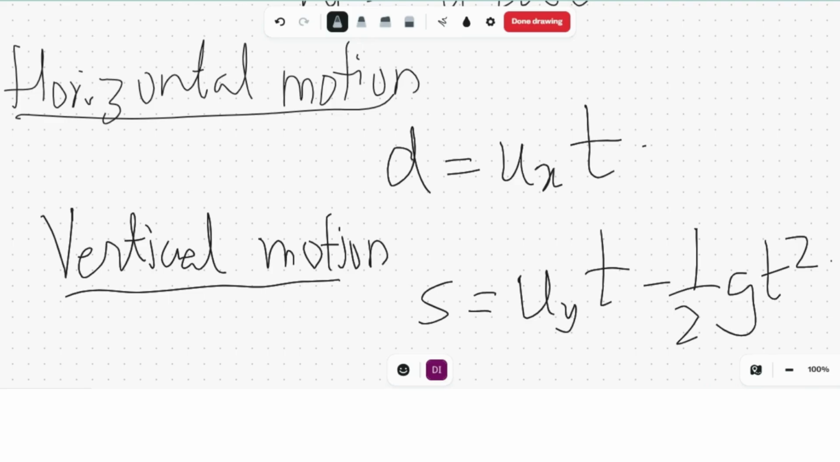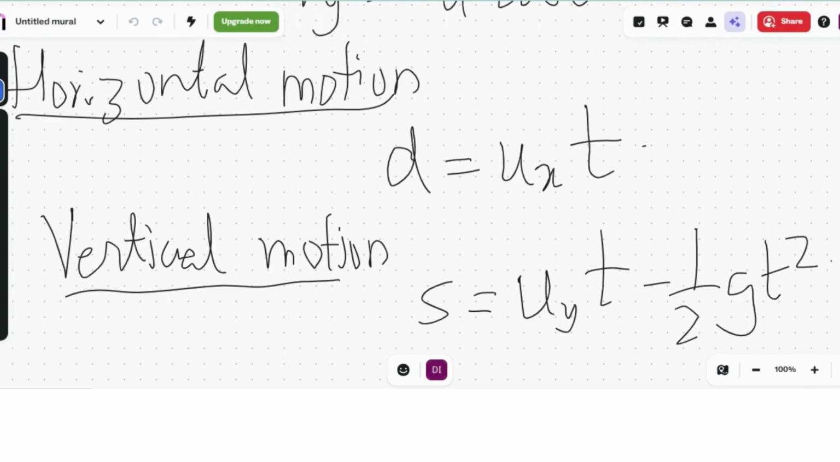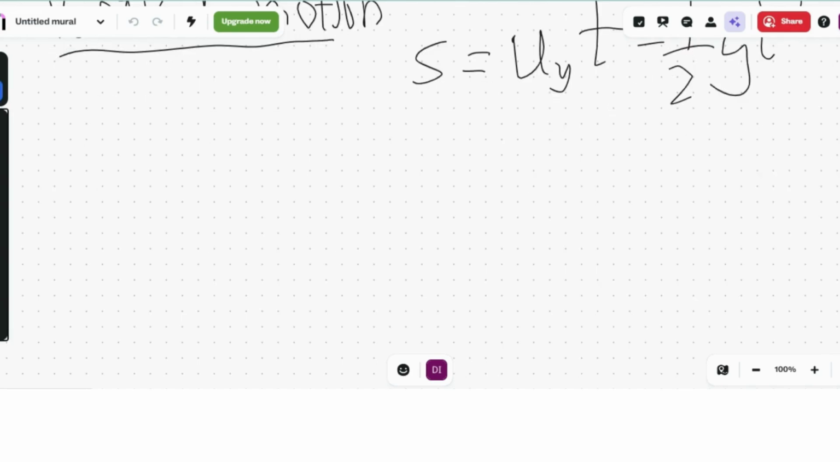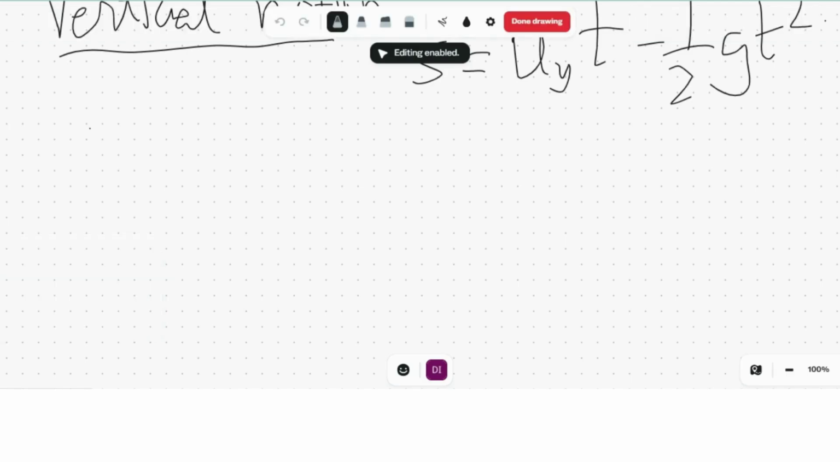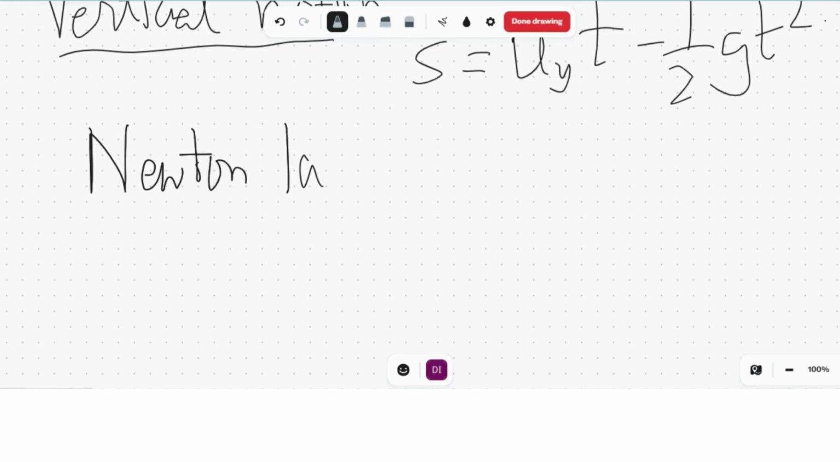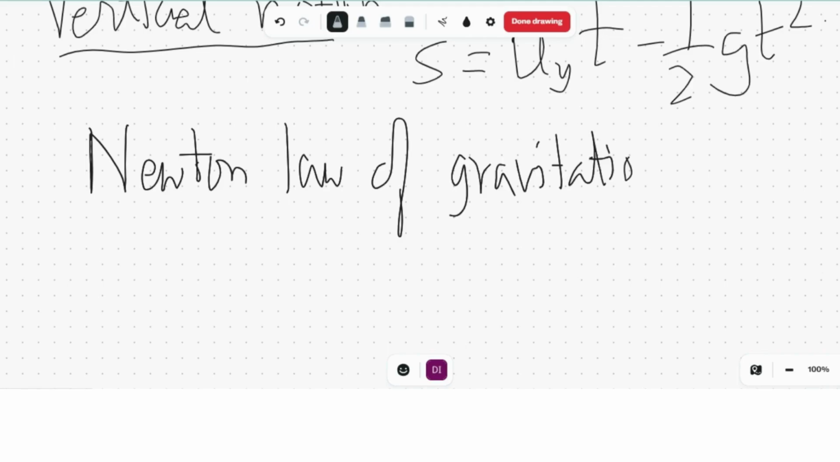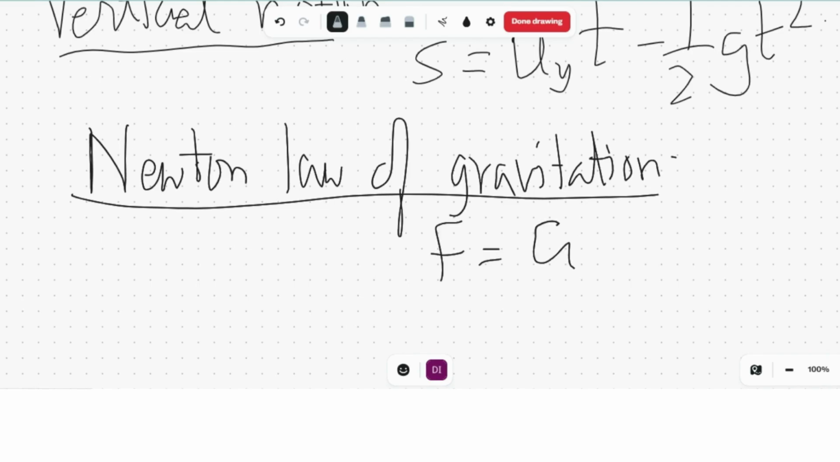Now we are going to talk about Newton's law of gravitation. So what is Newton's law of gravitation? That is F is equal to G m1 times m2 divided by r squared.